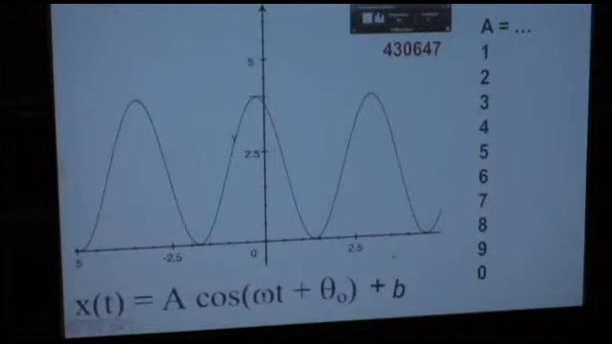Hello. So please read the graph and answer a question about the amplitude. These numbers represent meters: 0, 1, 2, and this axis represents time, 1 second, etc. So you can look at the graph and choose your answer about the amplitude.